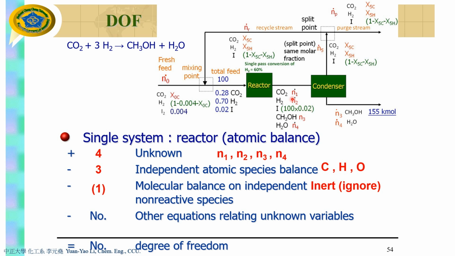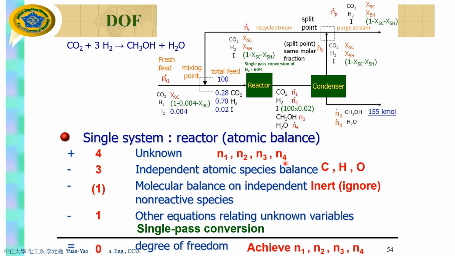And how many other equations relating unknown variables? 1, right? Overall conversion. Oh, sorry, single pass conversion here. Single pass conversion, which is 60% of the hydrogen. So 4 minus 3 minus 1 now equals 0. Bingo. So you can achieve N1, N2, N3, N4.